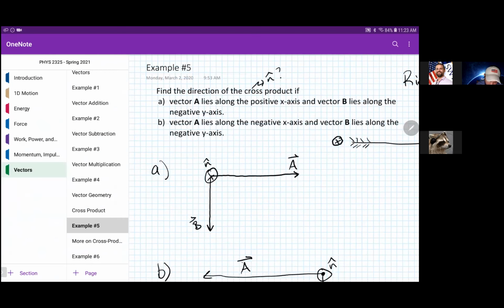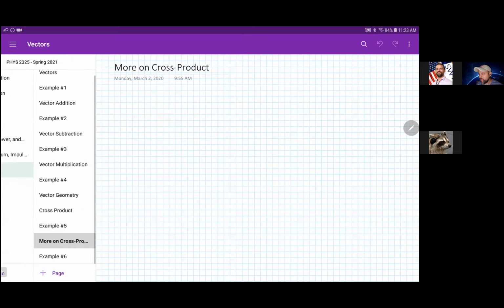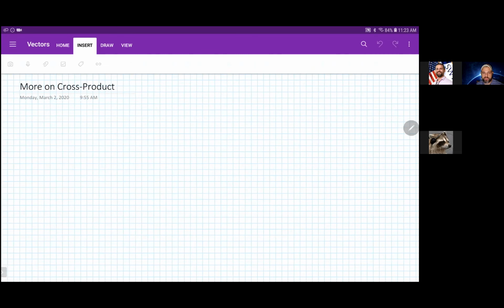So that's a cross product. We've got an equation, but there's still a little bit more to it. First, we've got the cross product properties. Properties for the cross product.